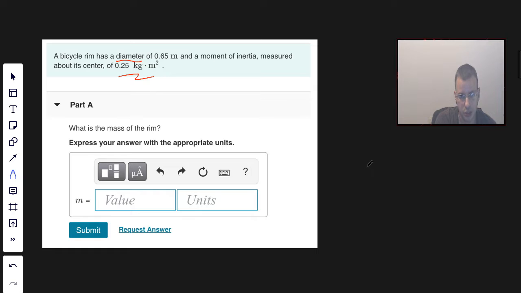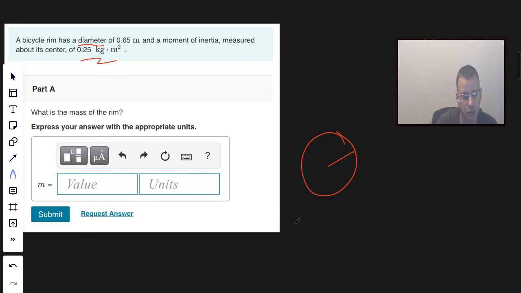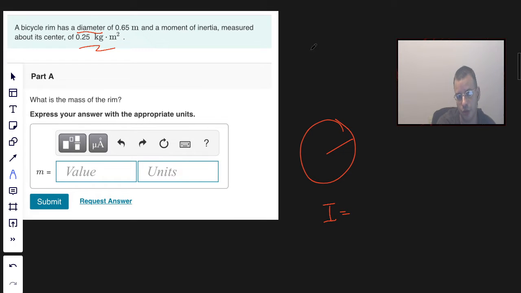Okay, so for this one, we need to know the idea of moment of inertia is the angular equivalent of mass. A mass is an object's resistance to acceleration, and moment of inertia is an object's resistance or opposition to rotation. So you should be comfortable with the idea of force equals ma, F equals ma, Newton's second law. The angular equivalent is torque equals I alpha, where I is moment of inertia and alpha is angular acceleration.